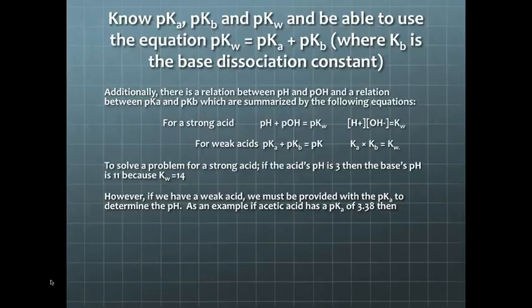Now, to solve a problem for a strong acid, if the acid's pH is 3, then the base's pH, or the pOH, is 11, because 3 plus 11 equals 14. However, if we have a weak acid, we must be provided with the pKa to determine the pH. For example, if acetic acid, a weak acid, has a pKa of 3.38, then 3.38 plus pKb equals 14. And you can do the math.